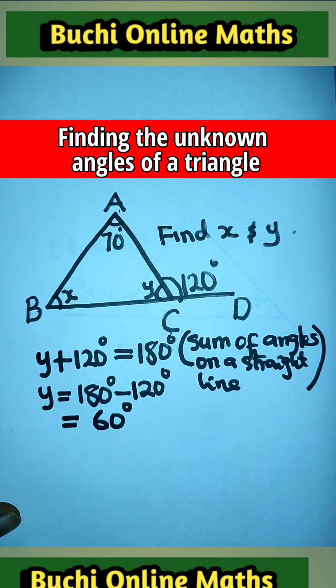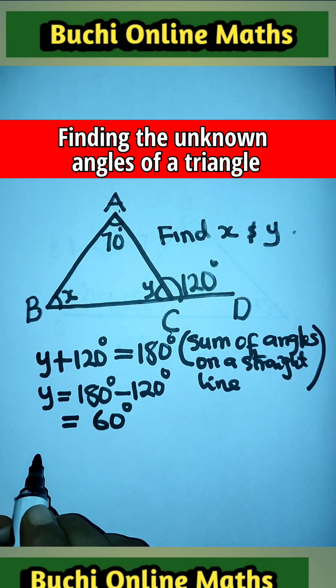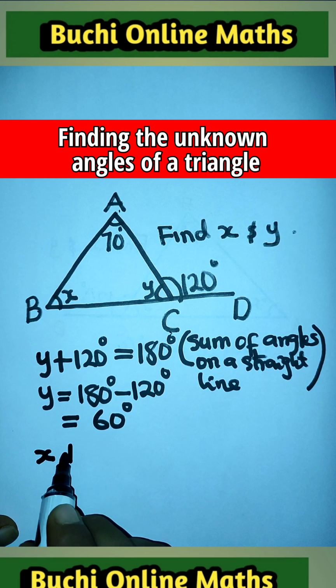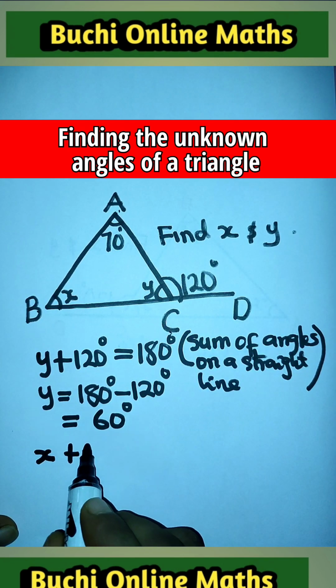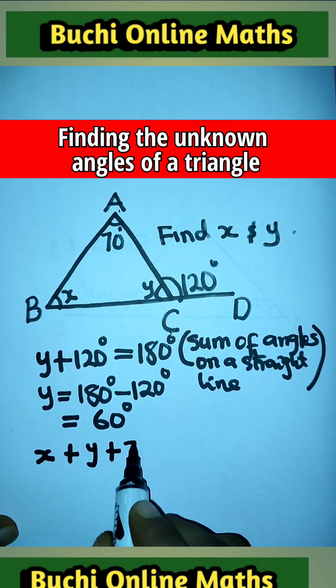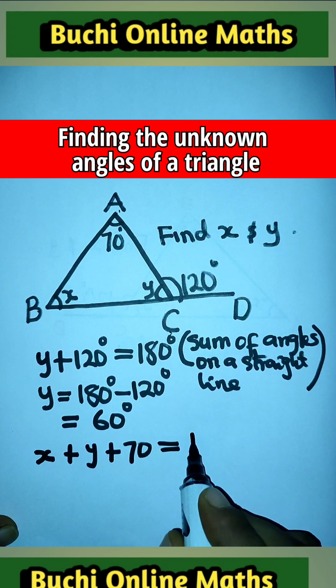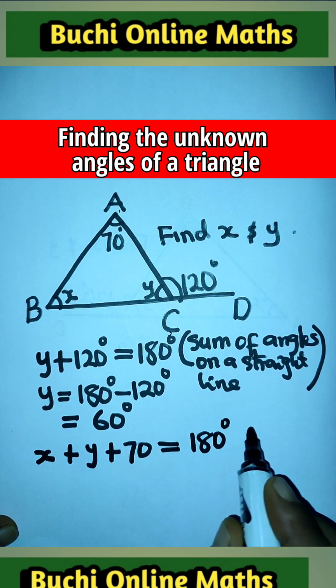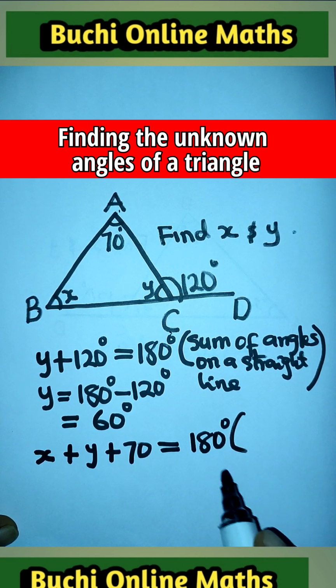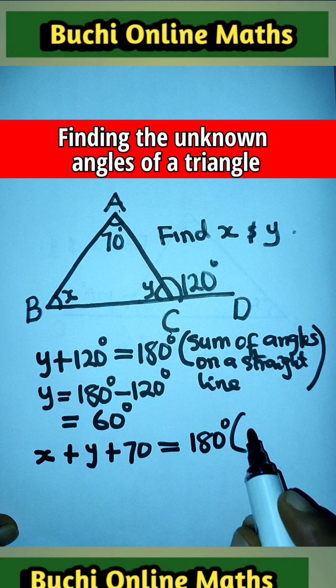Now that we have found the value of Y to be 60 degrees, let us now find the value of X. To get the value of X, we are going to use the sum of angles in a triangle, which is equal to 180. Therefore, let's add up X plus the Y, which we have here, then plus 70 degrees, which is this one. All of them will be equal to 180 degrees. You give your reason: sum of angles in a triangle.